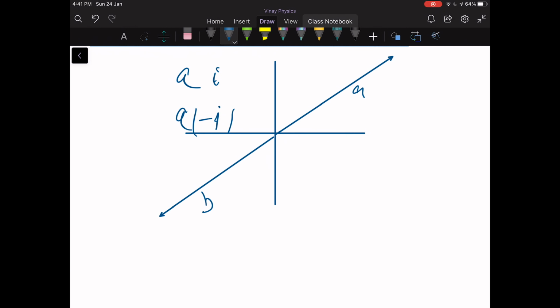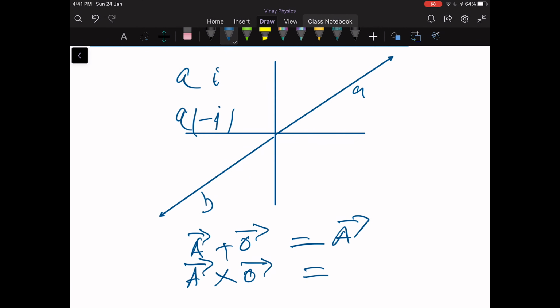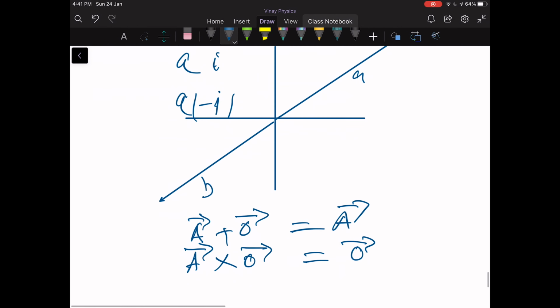Similarly, when we multiply any vector with a zero vector, the result will be a zero vector, and if we add a zero vector to anything, the result will be the same thing. So if we have a vector A plus the zero vector, the result will be A, and if we have A cross the zero vector, the result will be the zero vector.